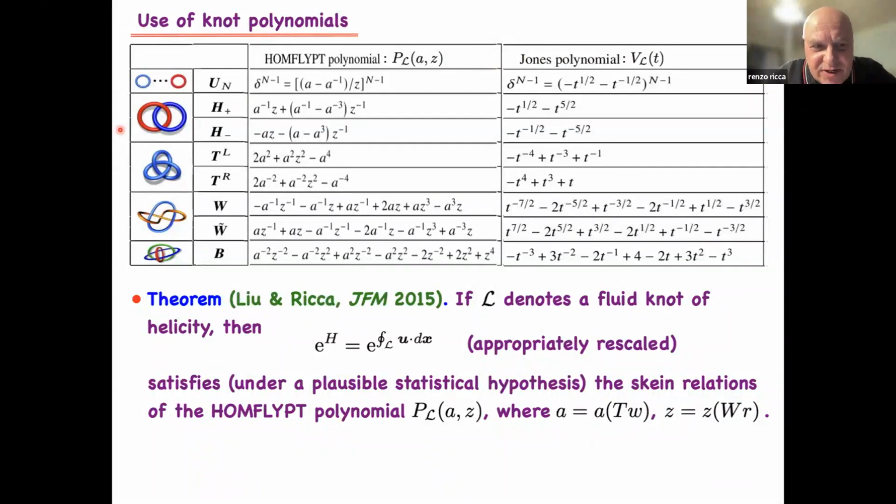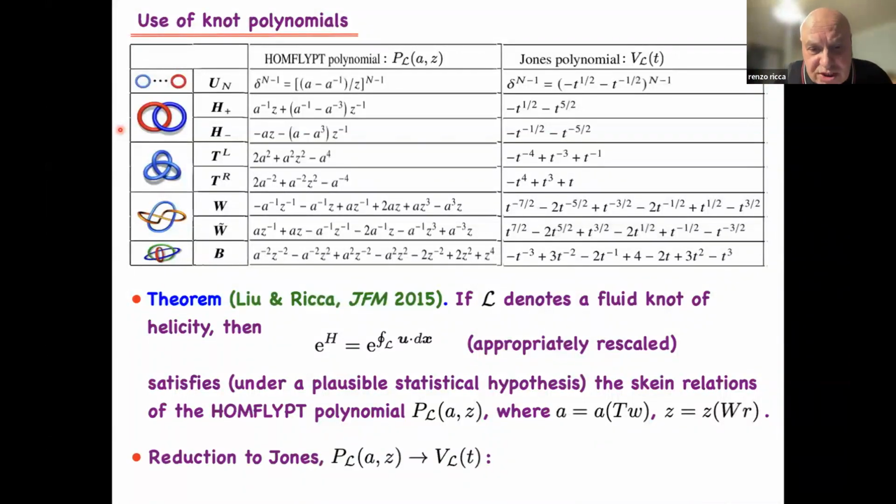Well, if we consider fluid knots of a given helicity appropriately rescaled, then these satisfy, under plausible statistical hypothesis, the skein relation of the HOMFLYPT polynomial, where A can be shown to be related to twist, and Z related to writhe. So we can have information in the polynomial. The polynomial detects topology from a qualitative point of view, but if we have some information about writhe, helicity, or twist, i.e. numbers, we can give numbers to the polynomial. So the polynomial becomes a quantitative measure of that particular topological type.